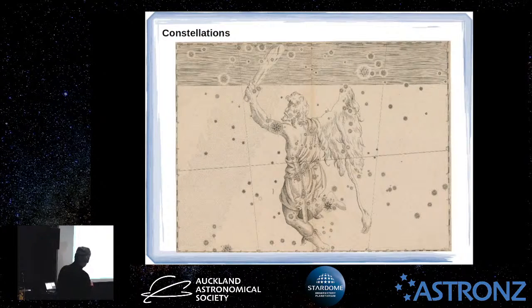So this particular drawing is actually from a plate made by Johann Bayer, and he decided they needed to have a map of the sky. And so he did these really engraved plates. It was quite a big job with all of these figures on them. And this is the plate for Orion.